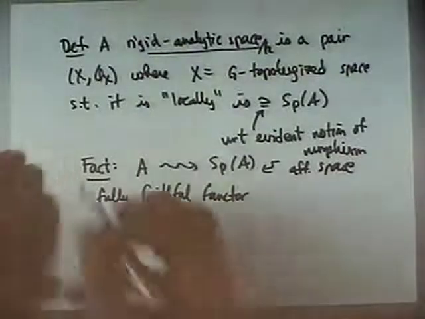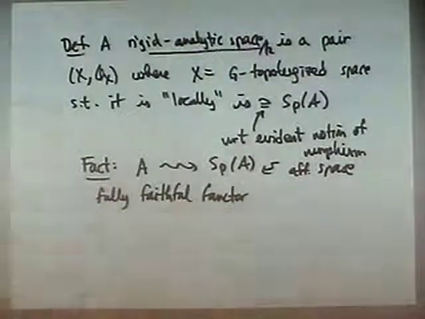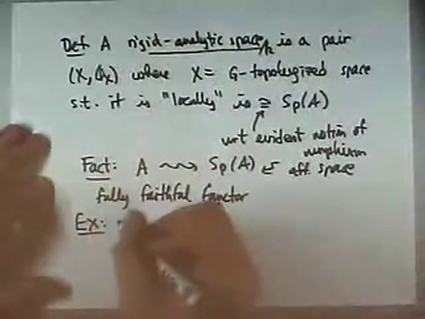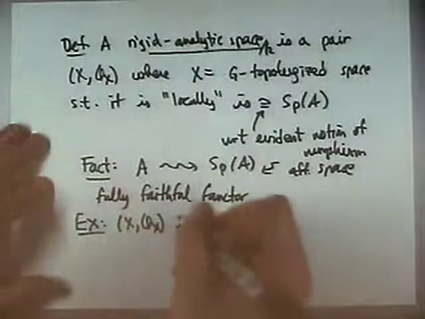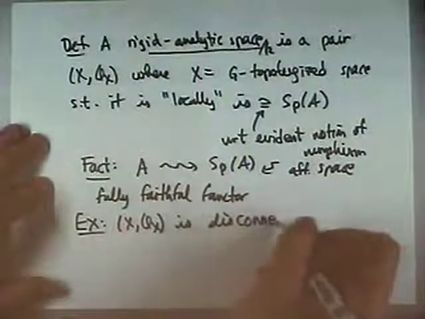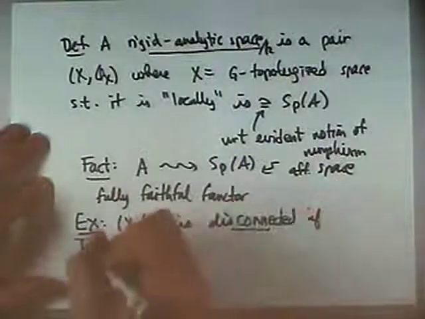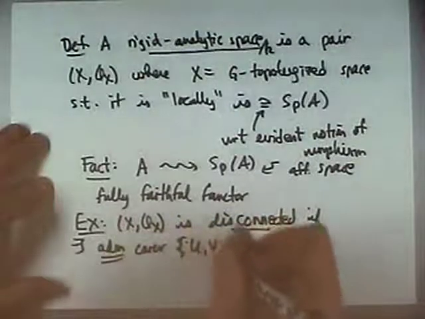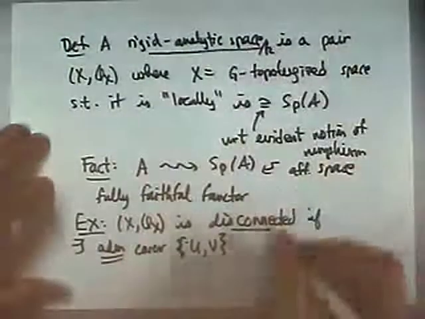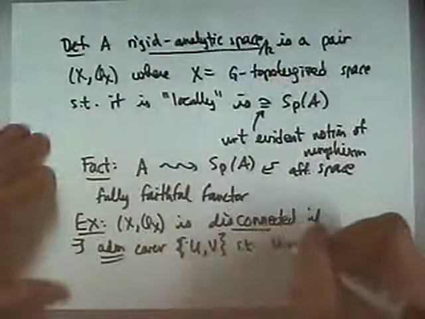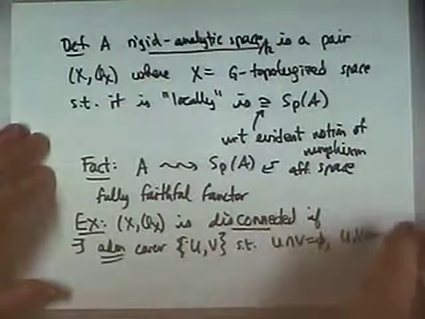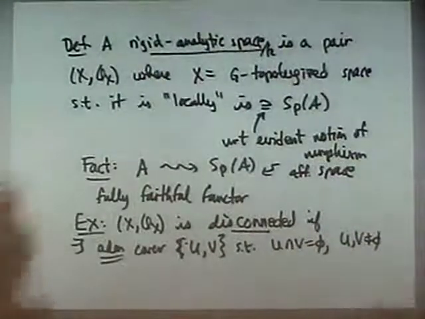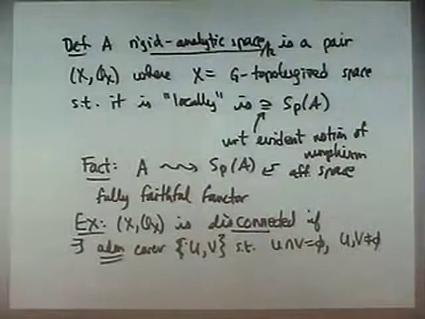And let me just end with one last crucial example. We'll discuss coherent sheaves in the third lecture that I'll give. But one last example I'll say is, we'll say that (X, O_X) is disconnected if there exists an admissible cover U, V by admissible opens in the sense of this G-topology, such that, well, of course, they're disjoint and they're non-empty. I know there's at least one person in the audience who's going to disagree with this definition, but we'll take it outside afterwards. Anyway, so that's just the definition of disconnected.